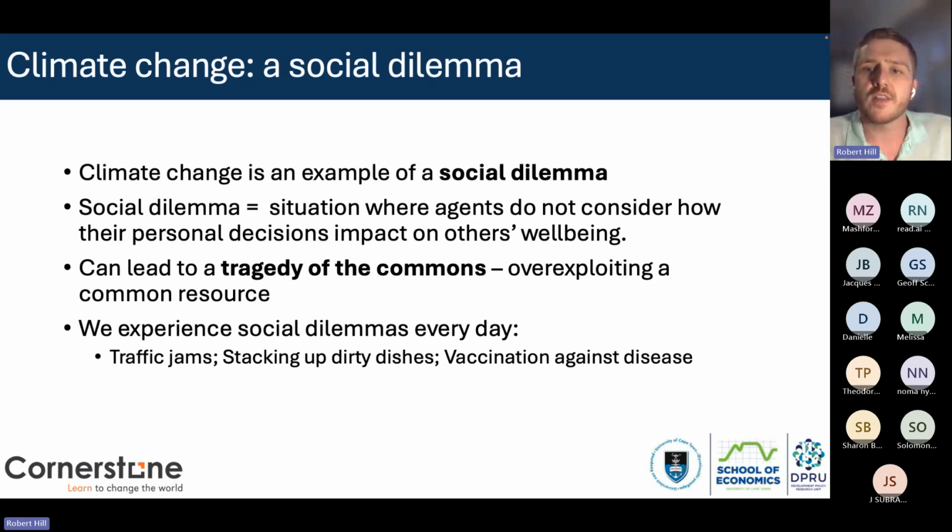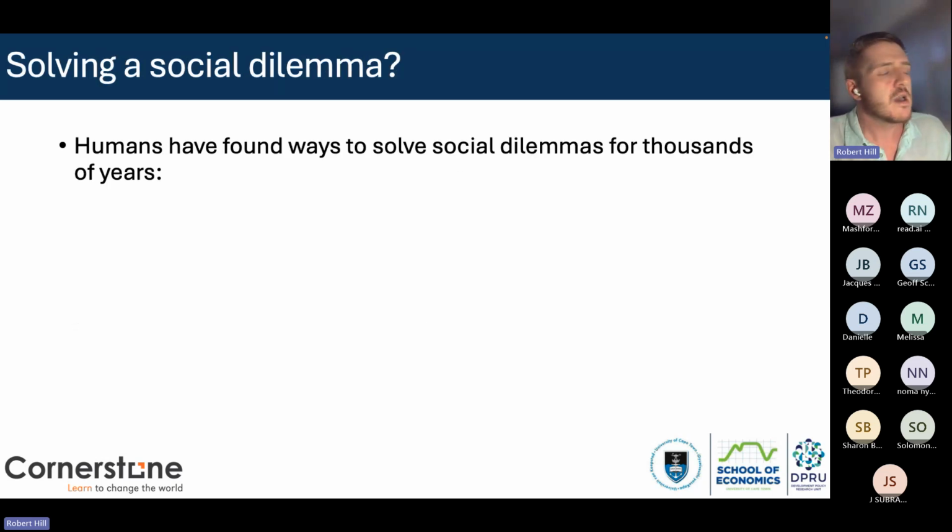So we know that we've got these tragedies of the commons and social dilemmas that crop up every day. But it's not all doom and gloom. As you've probably picked up, South Africa has managed to do an awful lot of vaccination over time. We've managed to get our vaccines going. We've managed to try and change the way we behave. You might have conditioned your partner to pack the dishwasher rather than leaving things in the sink.